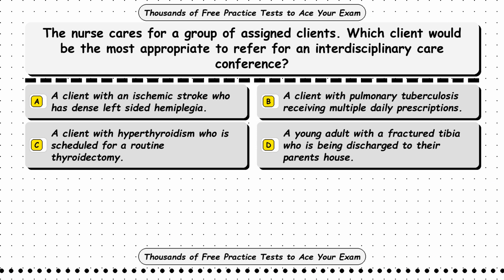Question 153. The nurse cares for a group of assigned clients. Which client would be the most appropriate to refer for an interdisciplinary care conference? Option A. A client with an ischemic stroke who has dense left-sided hemiplegia. Option B. A client with pulmonary tuberculosis receiving multiple daily prescriptions. Option C. A client with hyperthyroidism who is scheduled for a routine thyroidectomy. Option D. A young adult with a fractured tibia who is being discharged to their parents' house.